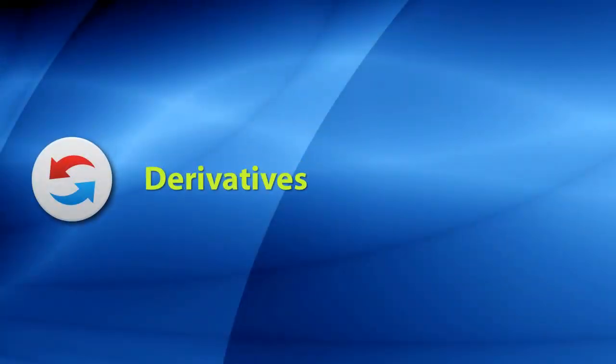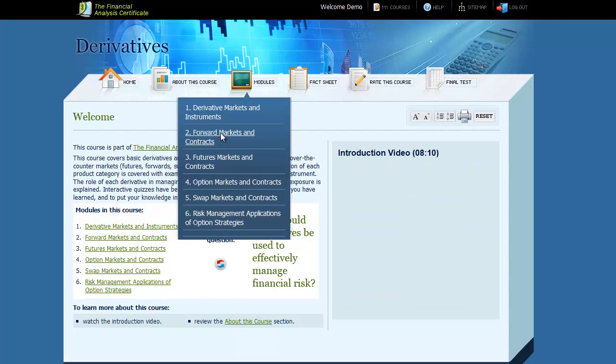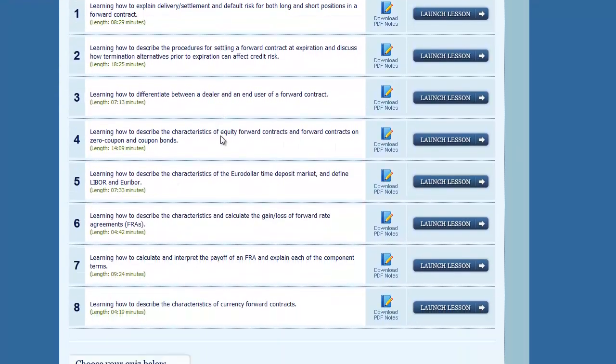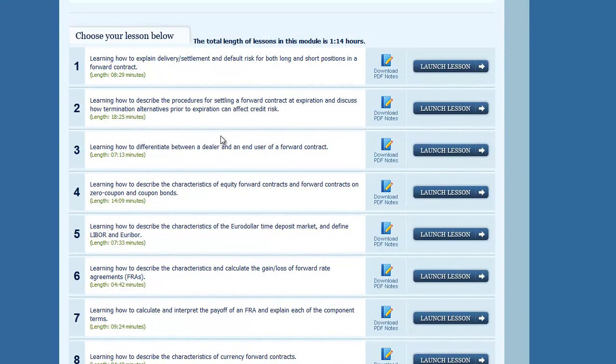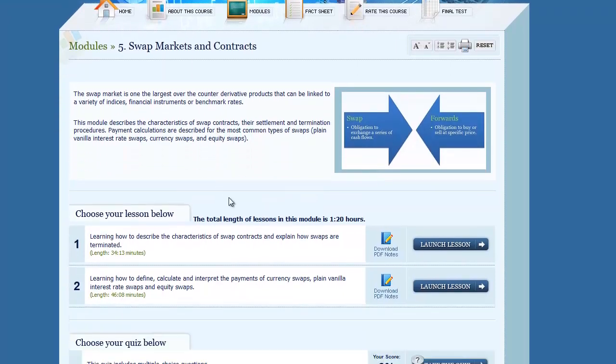Derivatives. The derivatives course explains basic derivatives securities, derivatives markets, and the use of options in risk management. Each module teaches concepts through real-life examples so you can understand the role that derivatives play in managing financial risk and creating synthetic exposure to asset classes. Interactive quizzes have been designed to help you reflect on what you learned and put your knowledge into practice.